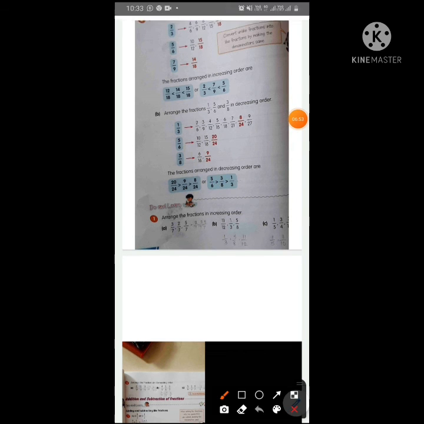Now see, comparing and ordering like and unlike fractions. See, how do we compare and order? We will see. Arrange the fractions in increasing order. What we have to do, some fractions are given and we have to arrange them in increasing order. So how are we going to arrange that? First, see, 3 upon 7 is there and 2 upon 7 and 5 upon 7. So the smallest one is 2 upon 7. So first we will write 2 upon 7, then 3 upon 7, then 5 upon 7. So it is arranged in increasing order.